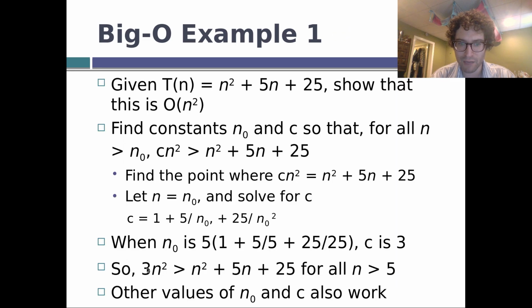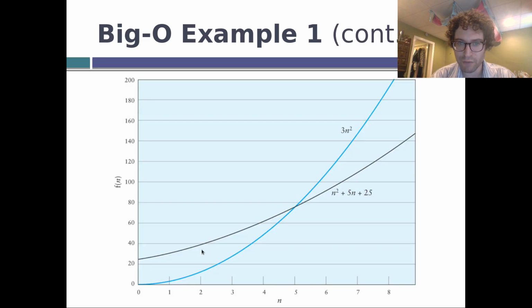But the idea here is that if we set n to n naught and divide through by n naught squared, the first term becomes 1, and you get 5 over n naught, plus 25 over n naught squared. That gives us an equation for our constant. If we set n naught to 5, then we get 3 for c. If we draw that, we see that at some point after 5, our function squeezes under this performance.